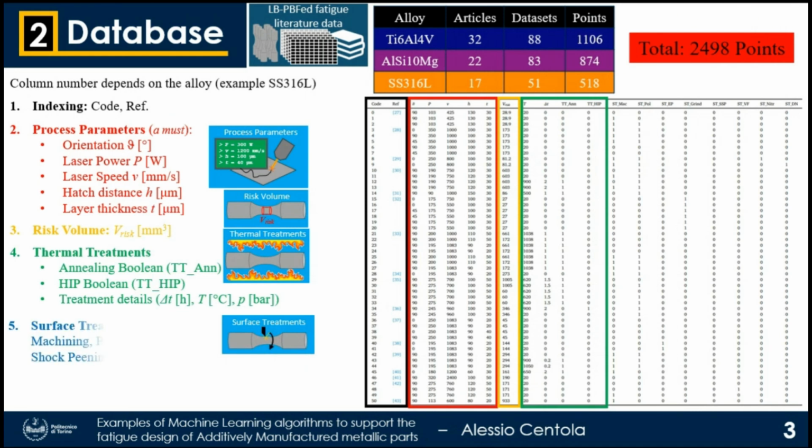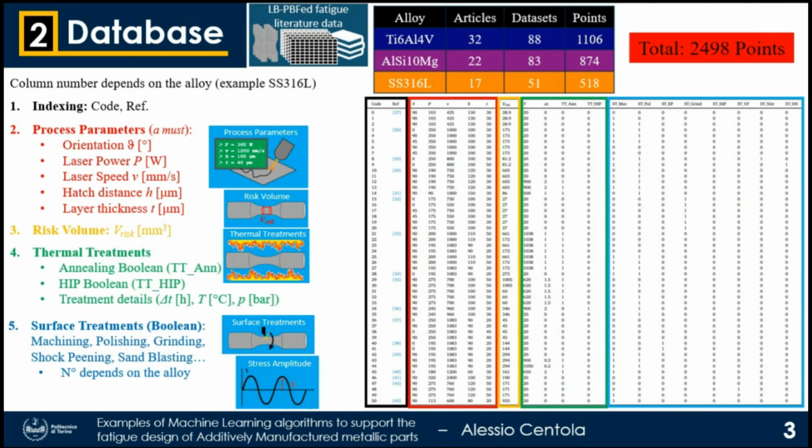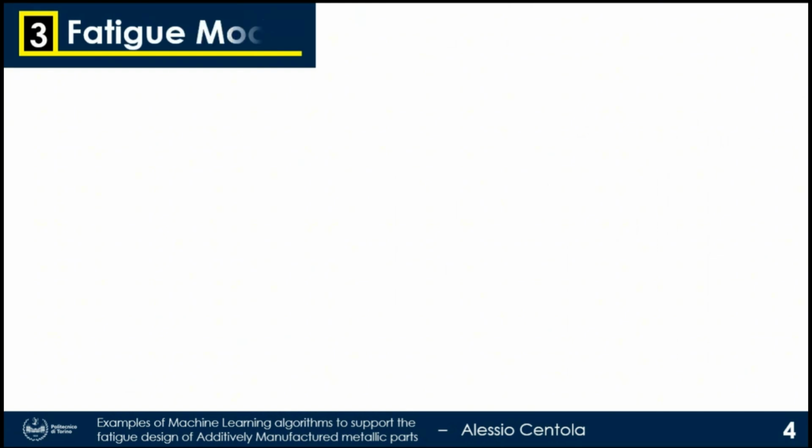And then the surface treatments are all noted as a Boolean value. The most common ones are machining, polishing, grinding, shot peening, sandblasting. And the number of these treatments depends on the alloy, of course. And finally, we have the stress amplitude, which is not reported here, not to clutter the database with more than 100 rows. We can then see the employed fatigue model.